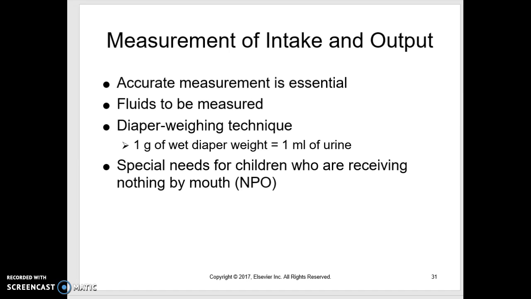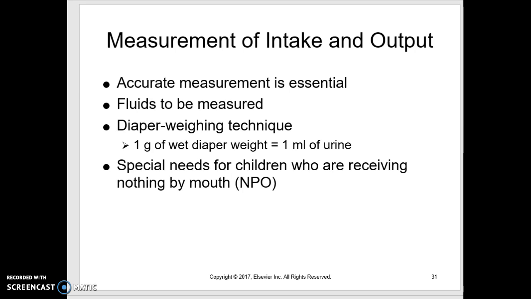So be very accurate. We weigh diapers, we weigh them in grams and chart them in mLs, because that's the beauty of the metric system. A gram of weight is a ml of volume for water, and urine is essentially water.